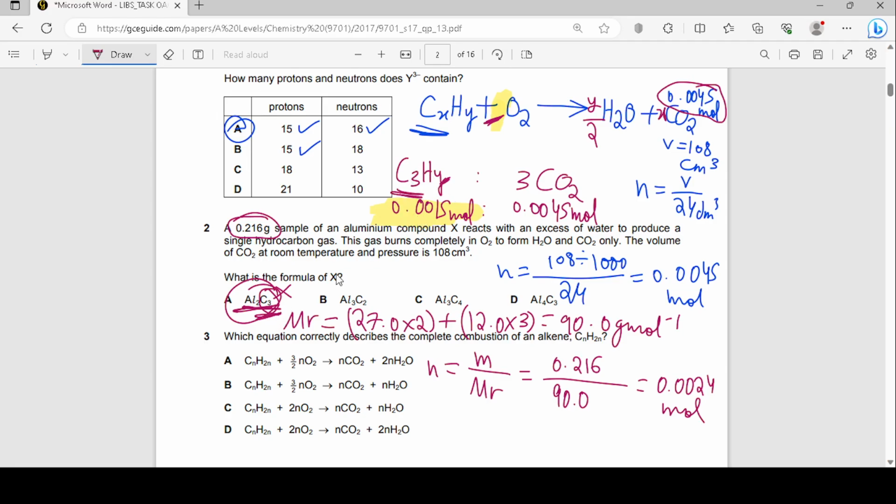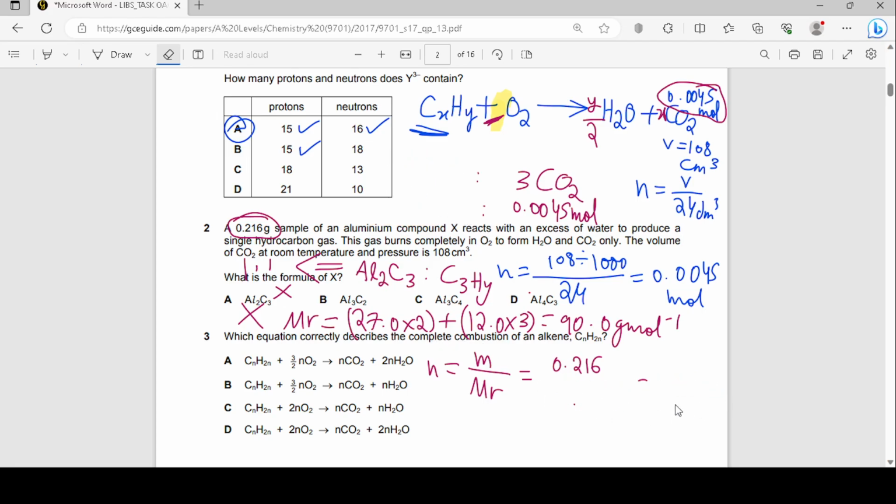Now you just see, because this is Al2C3 and this is C3Hy, the ratio of Al2C3 to C3Hy is 1:1. So the number of moles of Al2C3 I have should be equal to the number of moles of C3Hy I have. Now, for the first option, which is Al2C3, I got the moles of C3Hy as 0.0015, and the moles of Al2C3 as 0.0024, which is not a match, is it? So that means the first option must be wrong. And now I will do the same process for the other options. I hope you understand it.